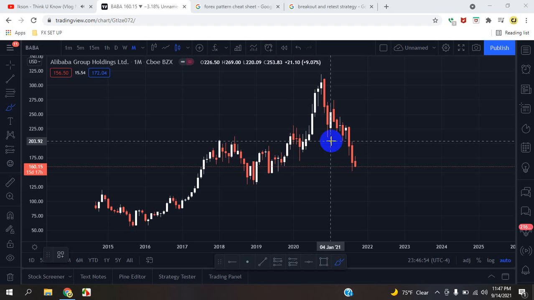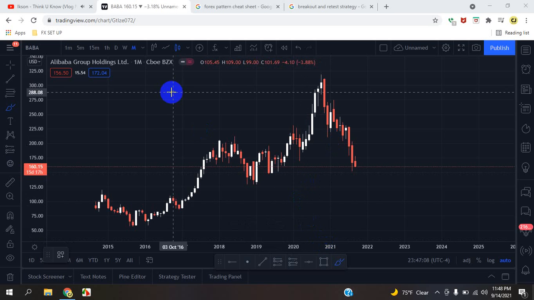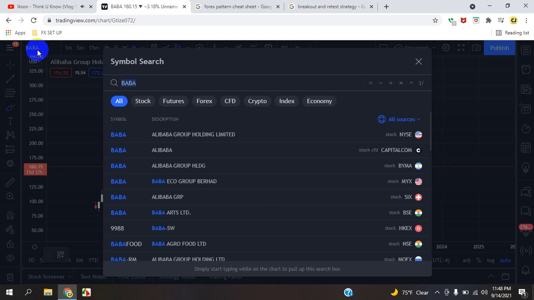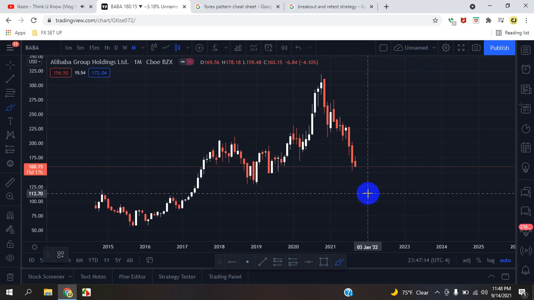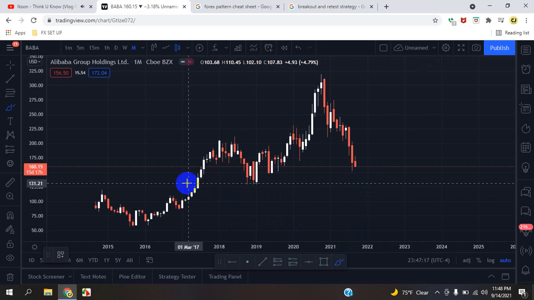We are here with Running the Levels, looking for market structure and patterns. Okay, guys, we are marking up BABA, Alibaba Group Holding Limited. We're in here looking for market structure and patterns. So let's figure out what's going on in the market.